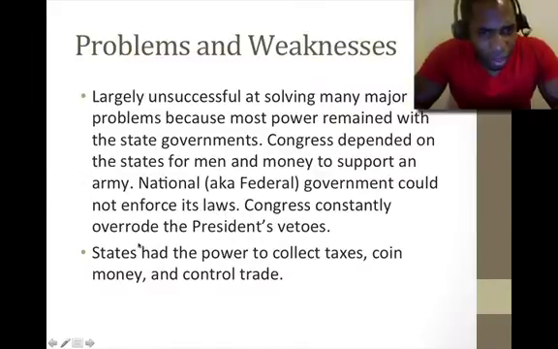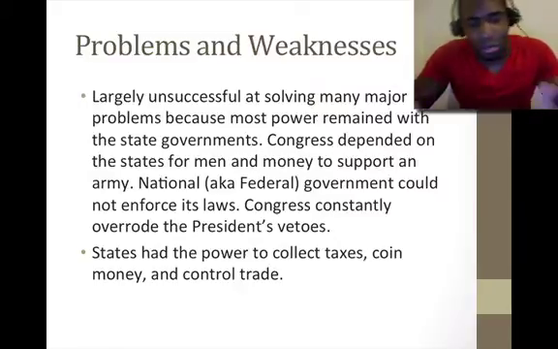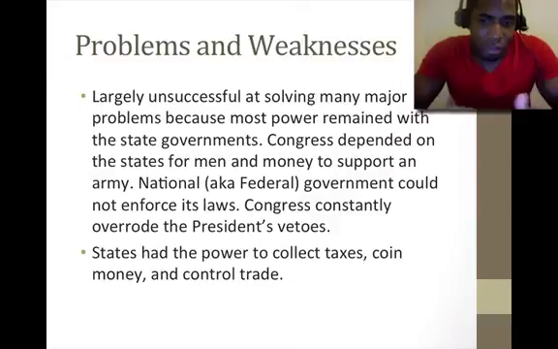Congress consistently overrode the president's vetoes. States had the power to collect taxes, coin money, and control trade. So Congress, in the Articles of Confederation, didn't have the power to collect taxes. So let's say the country owed money to a particular country, the central government would ask the states, hey, can you pay us so that I can pay this country back? And the states refused. So that was a big problem.